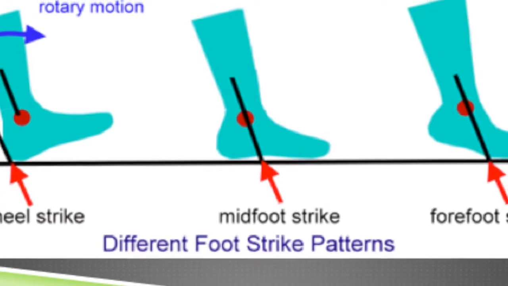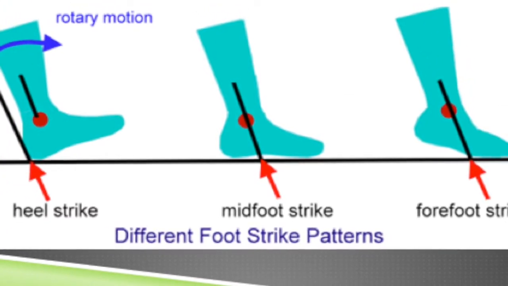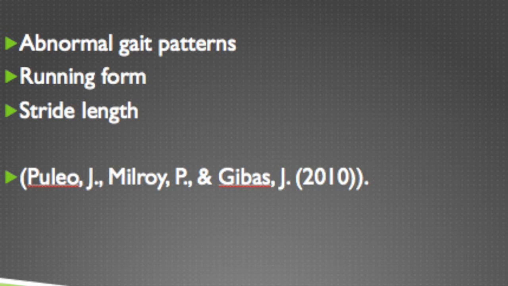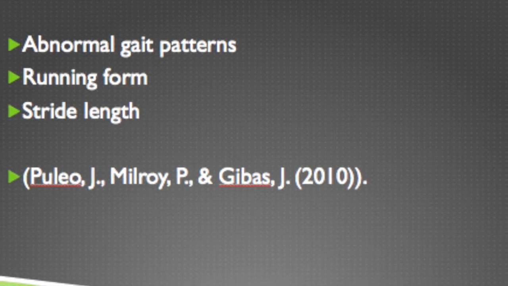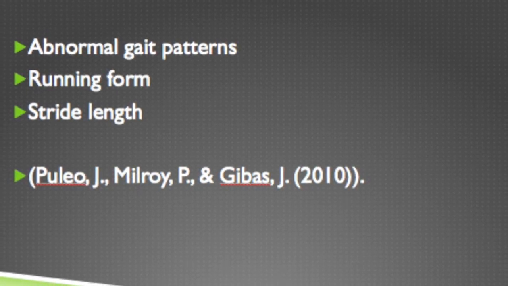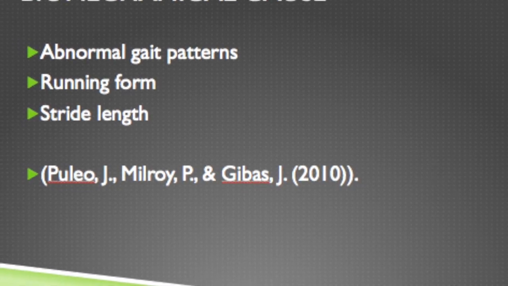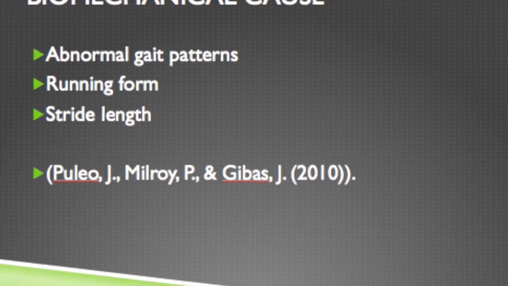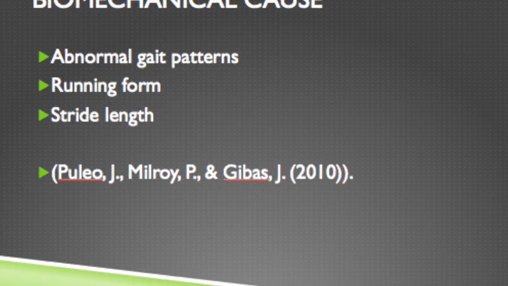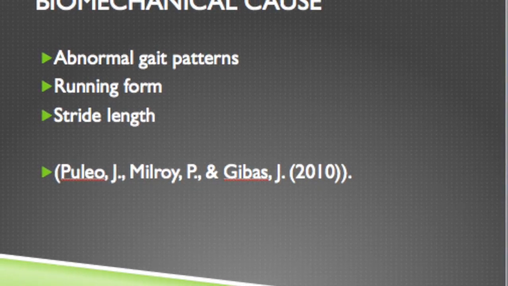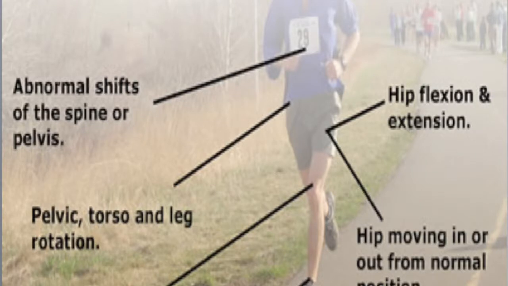This image shows different foot strike patterns and the force that is created through each one. Here's a normal gait analysis as well. Abnormal gait patterns, running form, and stride length are also all important biomechanical factors to consider when running. All three of these biomechanical factors can affect the entire kinetic chain when running, thus causing injury.